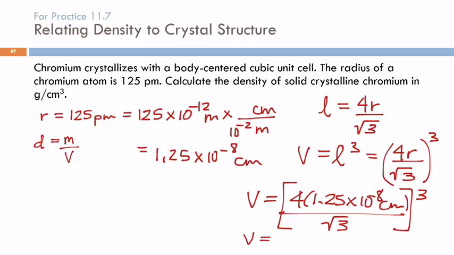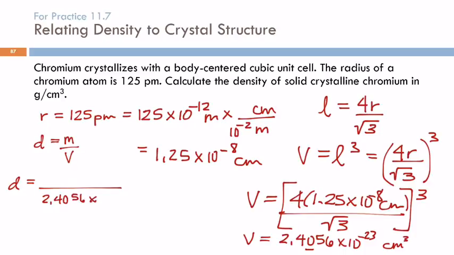So the volume is 2.40, we should have 3 sig figs here, 56 times 10 to the minus 23rd cubic centimeters. Whoa, yeah. Is it okay that it's so small? Yeah, it is. Okay, so density is mass over volume. So we found the volume of one unit cell, 2.4056 times 10 to the minus 23rd.